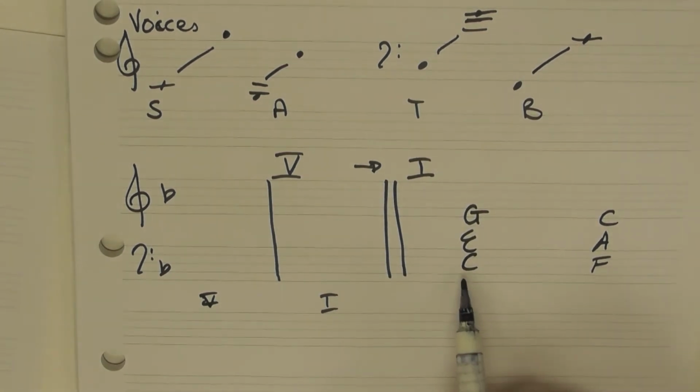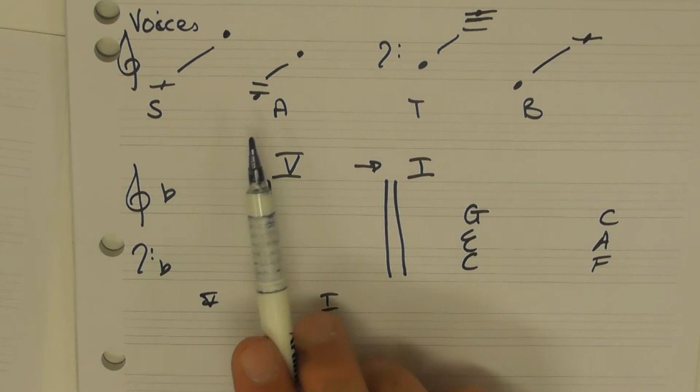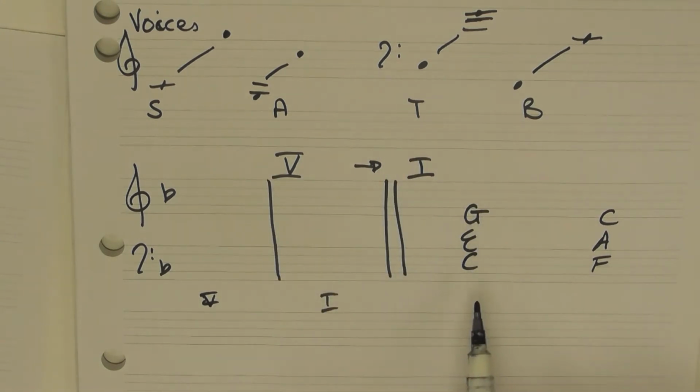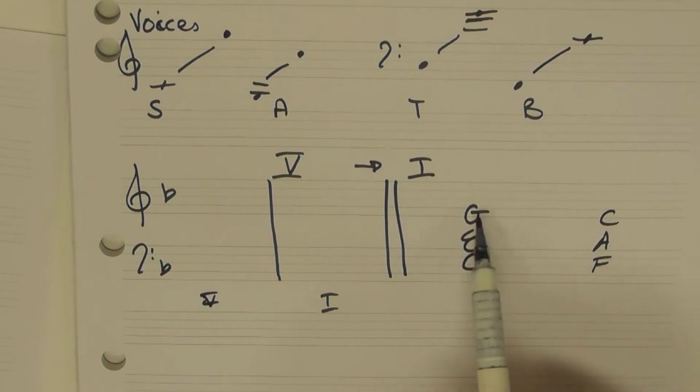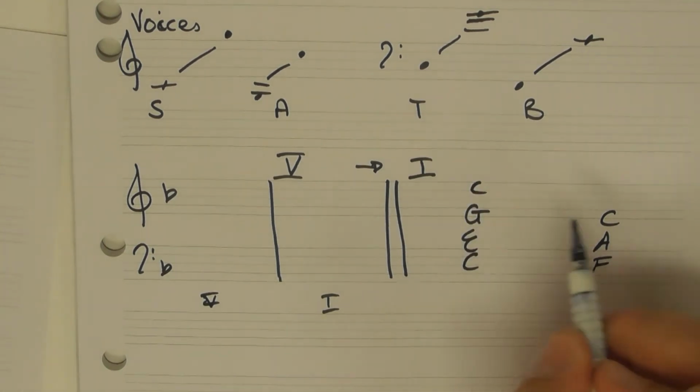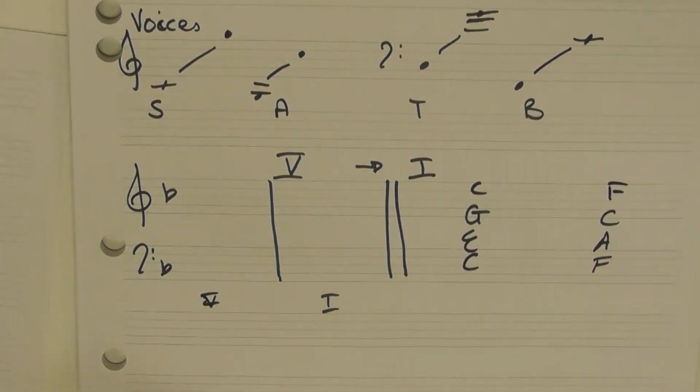Now we talked about it being 4-part harmony, that is soprano, alto, tenor, bass, but we only have 3 notes. So we need to double a note. The only 2 that you're allowed to double is the tonic and the 3rd. Don't double the 5th. For now, we're just going to keep doubling the tonic. So C and F on top.